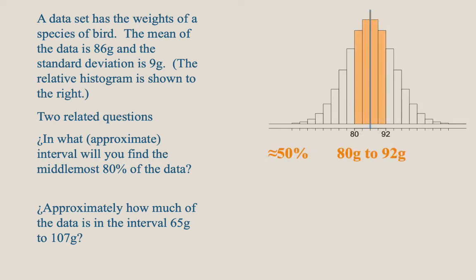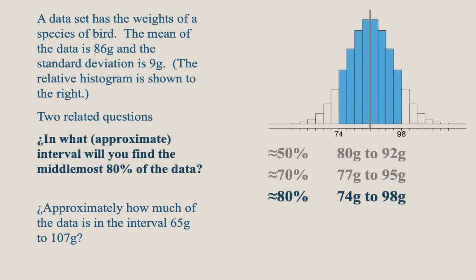Continuing, if we go another 1/3 above and below, that takes us down to 80 and up to 92. The count by thirds empirical rule says approximately 50% of the data is found between negative 2/3 and positive 2/3 of a standard deviation of the mean, or 2/3 of a standard deviation below the mean, 2/3 of a standard deviation above. In this context, about 50% of our data should be between 80 and 92 grams. Continuing again, another 1/3 of a standard deviation captures about 70% of the data. In this case, we would expect 70% of the data to be between 77 grams and 95 grams.